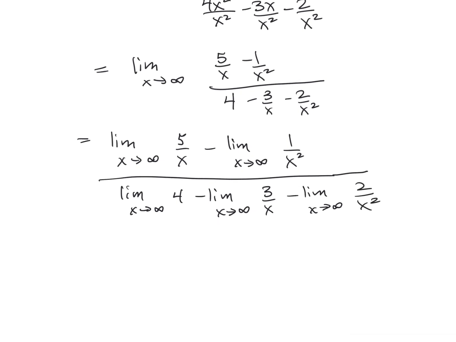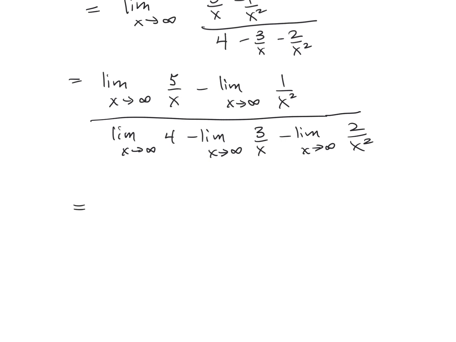And we can now see that the first limit in our numerator is going to just be 0, because as x goes to infinity, the fraction 5 over x goes to 0. The limit next to it, minus the limit as x goes to infinity of 1 over x squared, goes to 0 as well. Down below, we've got the limit of a constant, so it stays 4, minus the limit as x goes to infinity of 3 over x, that's 0. And then finally, the limit as x goes to infinity of 2 over x squared is 0 as well. So this limit is going to be 0 divided by 4, or just 0.